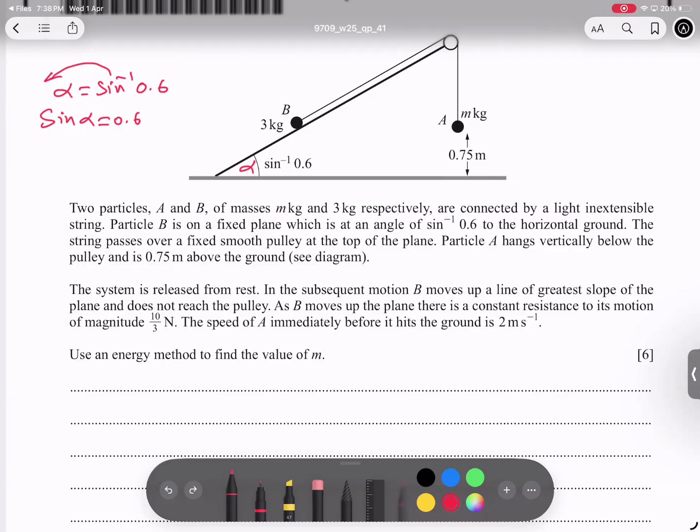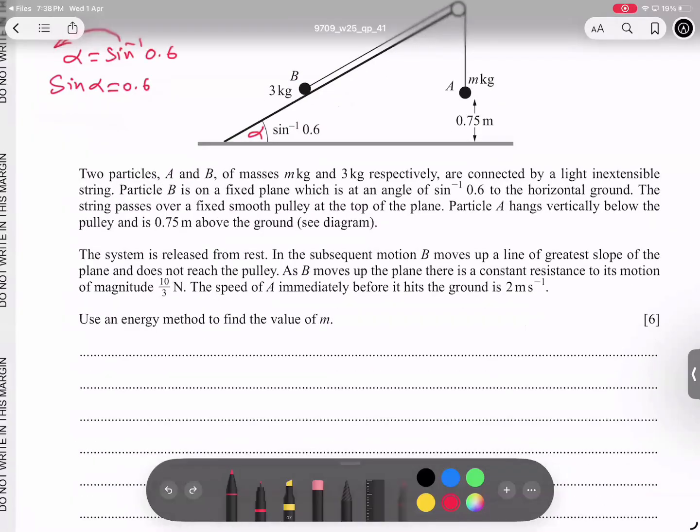But he said energy method. If you use the Newton's law method, you will lose some marks here, making two equations and solving them simultaneously. That is why I'm going for the energy method. The basic formula uses: work done by applied force, plus work done by frictional force, equals kinetic energy plus potential energy at the end point, minus kinetic energy plus potential energy at the starting point.